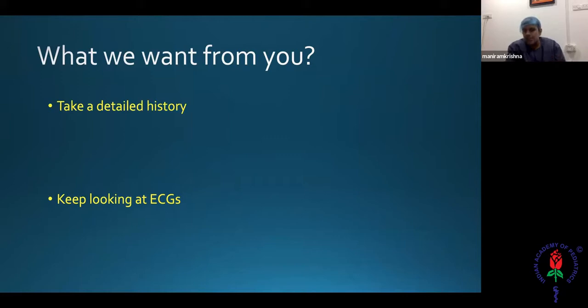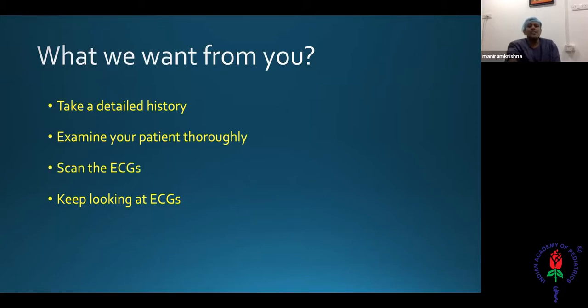Take a detailed history. Don't just interpret the ECG alone. Interpret it in the context of the child whom you're managing or treating. So get as detailed a history as possible from the parents or the caregiver or whoever is available. Examine your patient thoroughly before you go and try to interpret the ECG. As we saw in the first case which I showed, all someone needed to do was check the pulse of the child to realize that there was no major problem with the child per se.